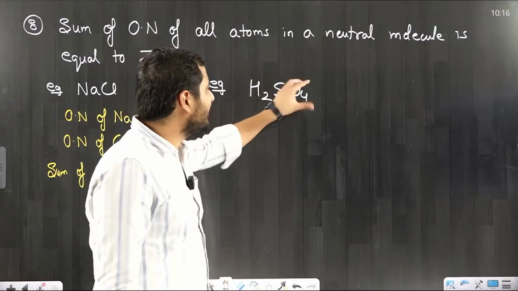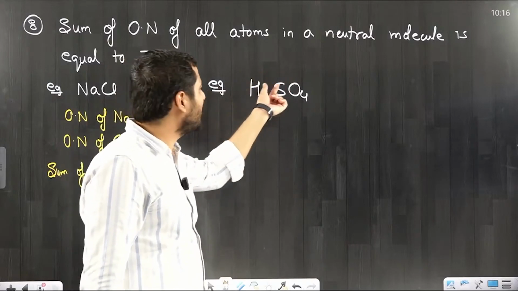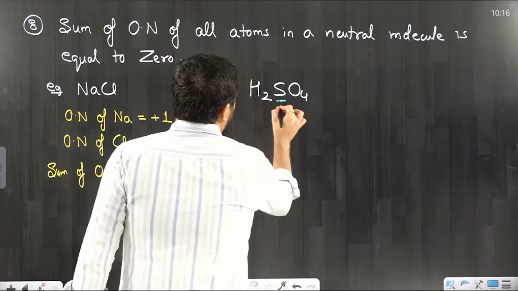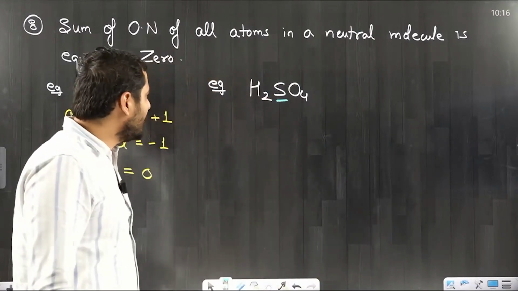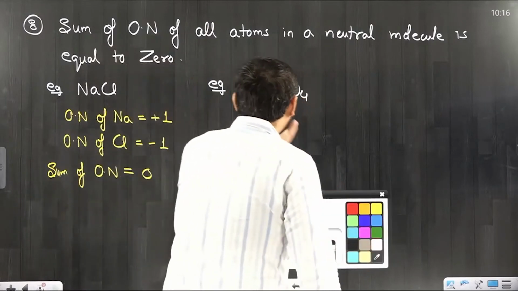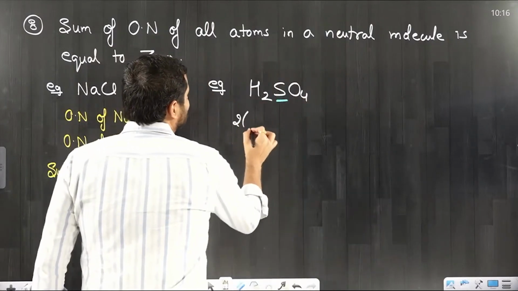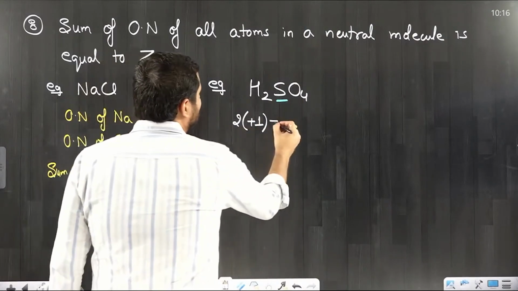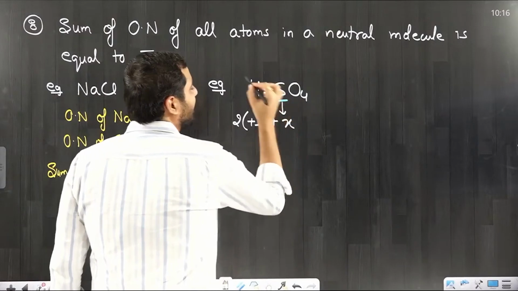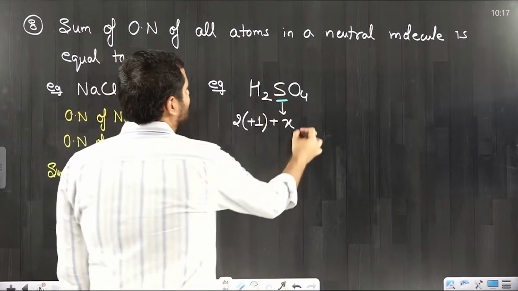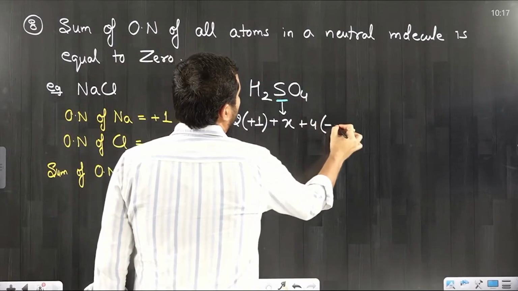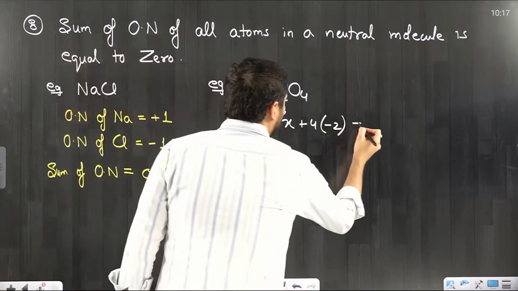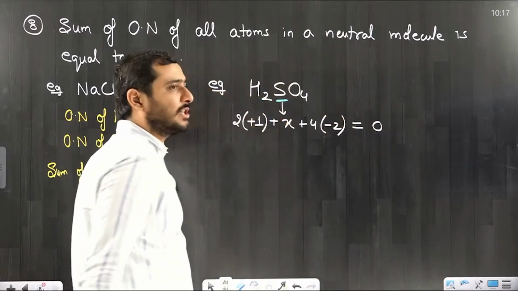And out of these three, for hydrogen the oxidation number we know, for oxygen we know, what is unknown here? Sulfur. So we have to find the oxidation number of sulfur. Now how to write this? How many hydrogen are present? 2. And what is the oxidation number of hydrogen? Plus 1. Next, one sulfur is present. For sulfur we do not know, let us take X. After this, how many oxygen are present? 4. And oxygen generally shows which oxidation state? Minus 2. Now the sum of oxidation numbers is equal to 0.